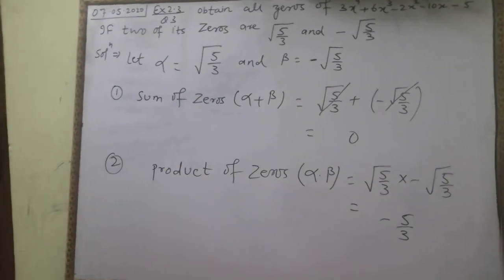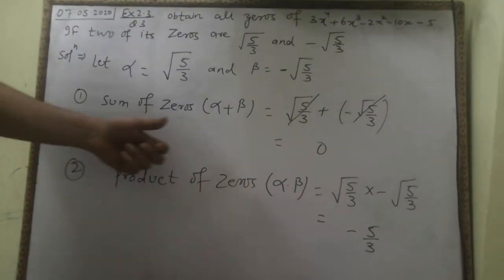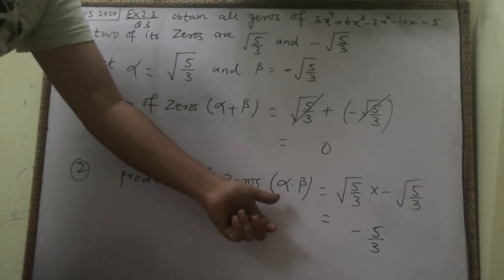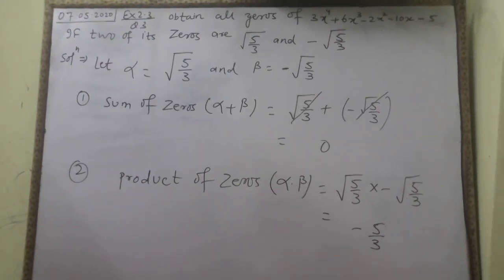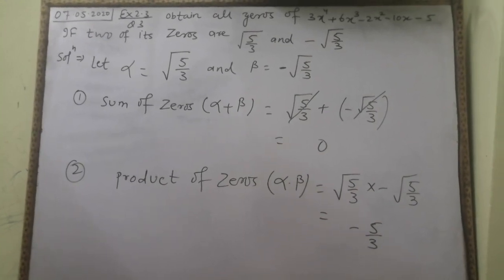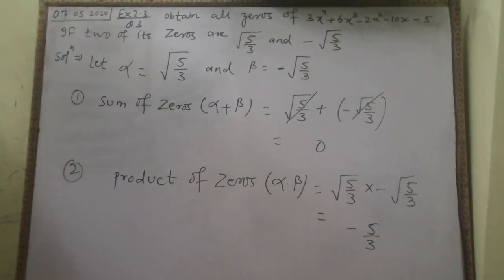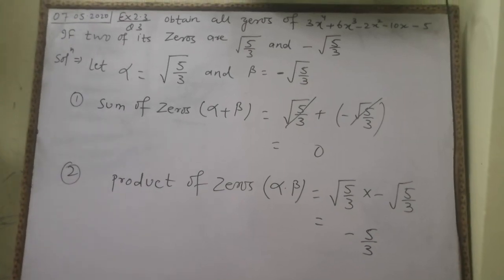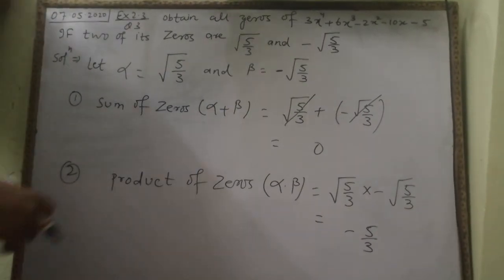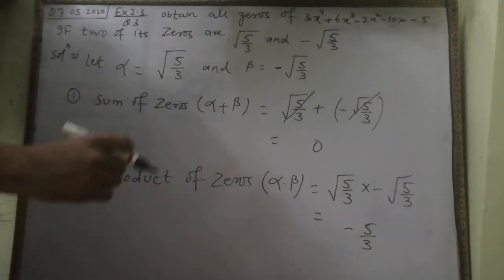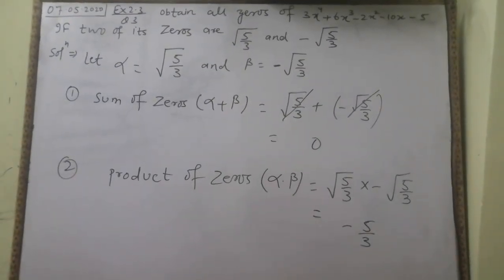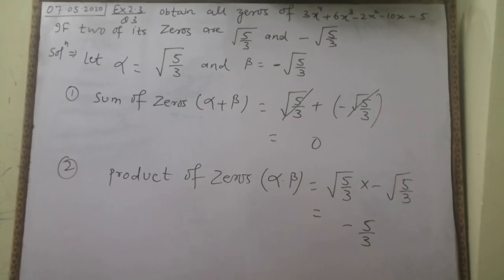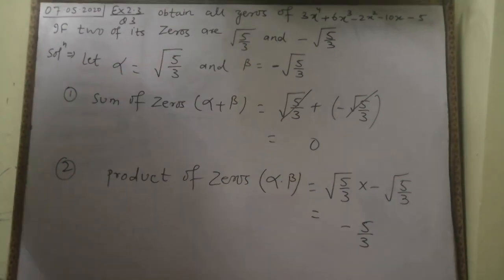Okay. After this we will put the values of alpha plus beta and alpha into beta into the standard equation of a quadratic equation, through which we will find a quadratic equation. Our first and foremost task is to find a quadratic equation with the help of these zeros. Then after that we will go to the next step of solving this question. Okay, now we will move to find the quadratic equation with the help of alpha and beta.